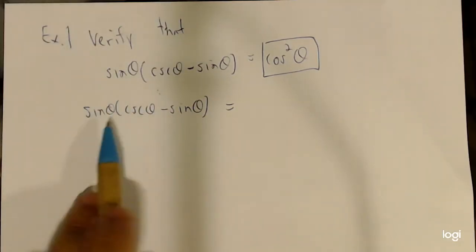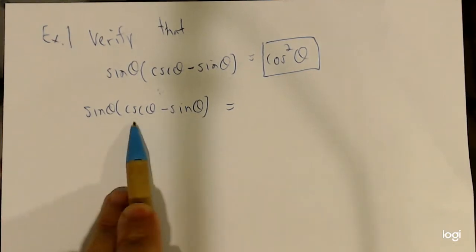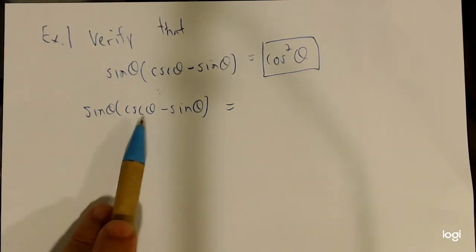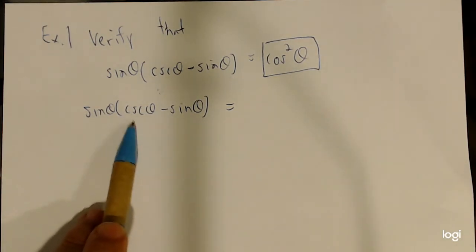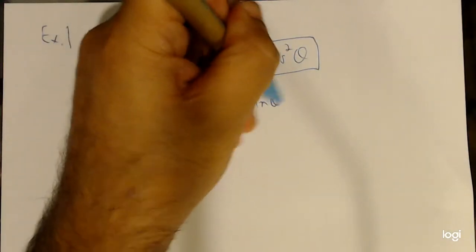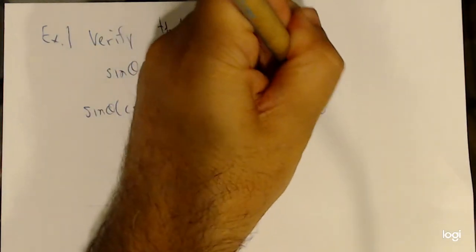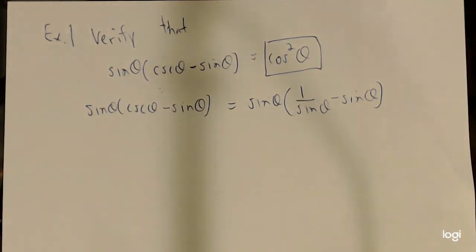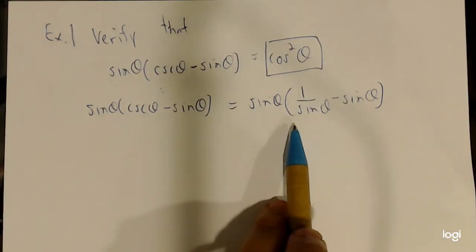So then this is fine, the only thing is that, what is it that we know? From our ratio identities, cosecant of theta is the same thing as 1 over sine theta. So I'm just using the ratio identity. So from here to here, I'm going to get sine theta times 1 over sine theta minus sine theta. And then what I notice is, now I could do some simplifying.